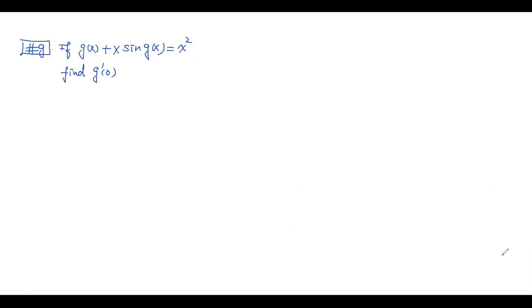This one is g of x, and we have x sine g of x equal to x squared. Find g prime, right? Okay, so we say, find g prime. So I'm taking the derivative with respect to x. So the first one is g prime of x.